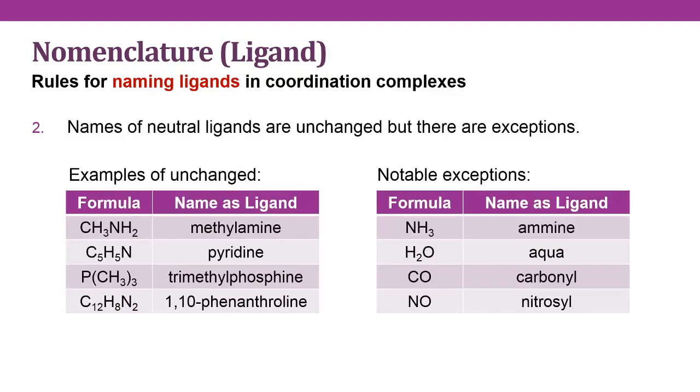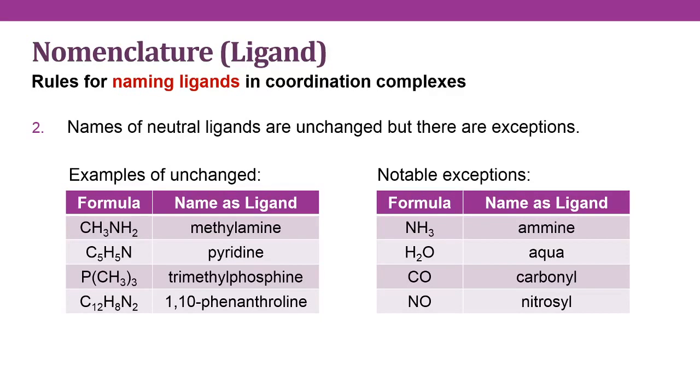Next, you have neutral ligands, which are much more simple to name. The name of the ligand will usually just be the name of the actual compound. In our examples here, we have the compound CH3NH2, which is called methylamine. When you put it in a complex and coordinate it to a metal, it is still called methylamine. So the same is true for the other neutral ligands such as pyridine, trimethylphosphine, and 1,10-phenanthroline. When you name them in a complex, you just use the actual name of the compound.